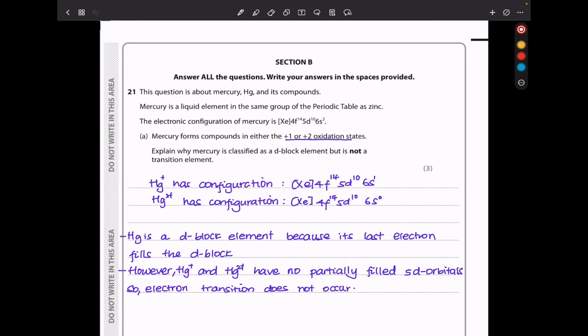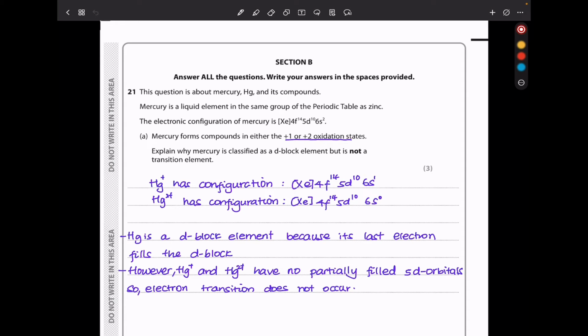Mercury forms compounds in either +1 or +2 oxidation states. Explain why mercury is classified as a d-block element but is not a transition element. It's a d-block element because its outermost electron is going to be filling the d orbitals.